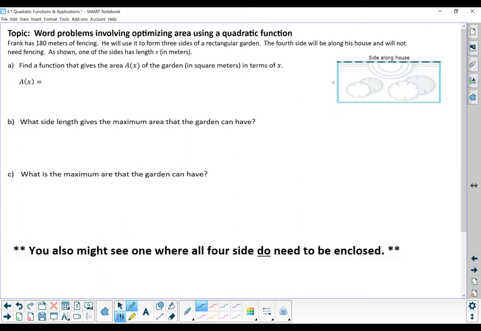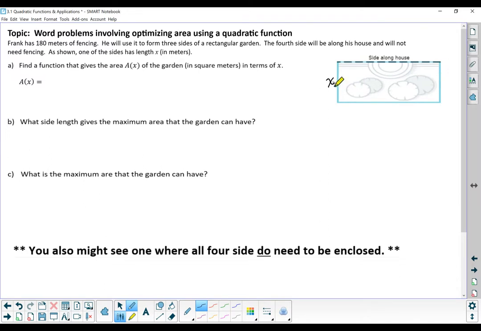So we have Frank has 180 meters of fencing, and he is going to form 3 sides of a garden. But the 4th side does not need a fence because it's going to be along the house. So the house itself serves as that 4th side of the fence. So one of the sides of the fence we are going to call X, and our job first is to create a function that gives the area of the garden.